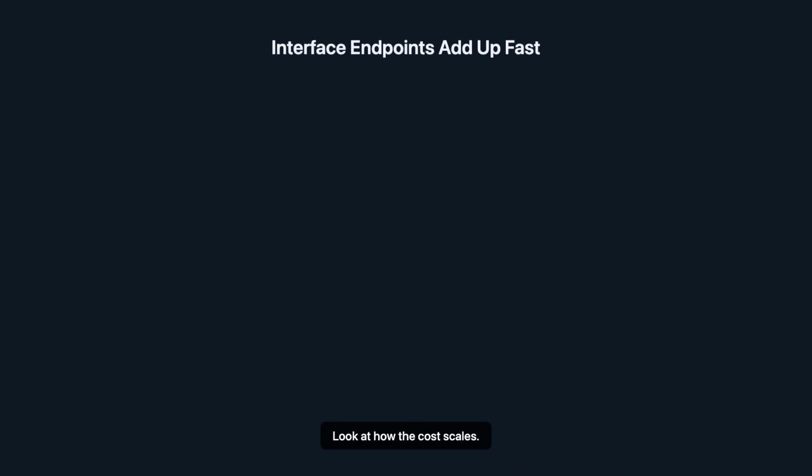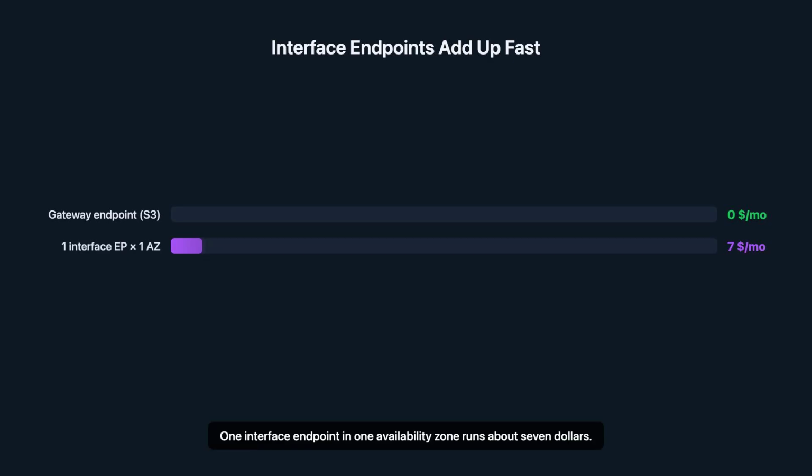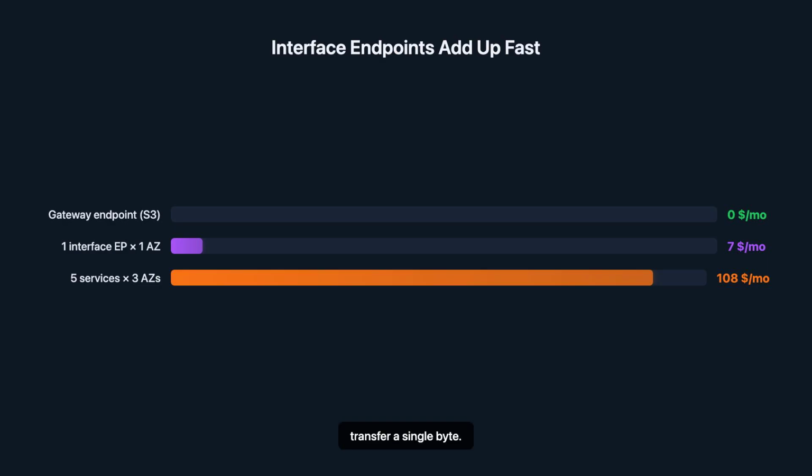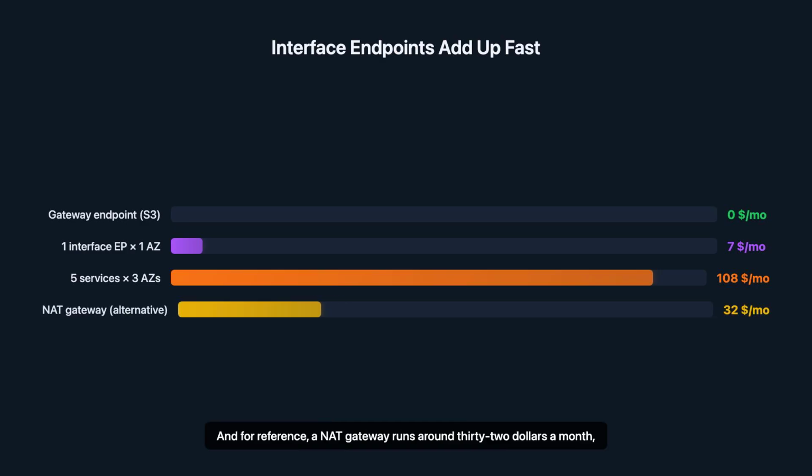Look at how the cost scales. A gateway endpoint for S3 is $0 a month. One interface endpoint in one availability zone runs about $7. But here's where it gets ugly. 5 services across 3 availability zones blows past $100 a month before you transfer a single byte. And for reference, a NAT gateway runs around $32 a month, which is cheaper than that interface endpoint sprawl.